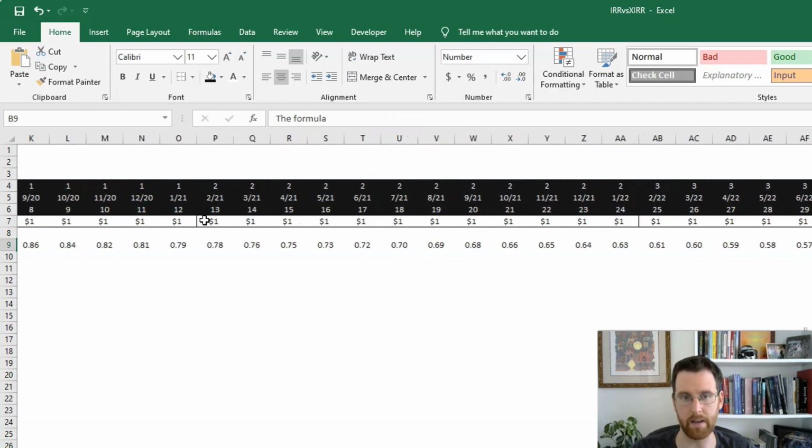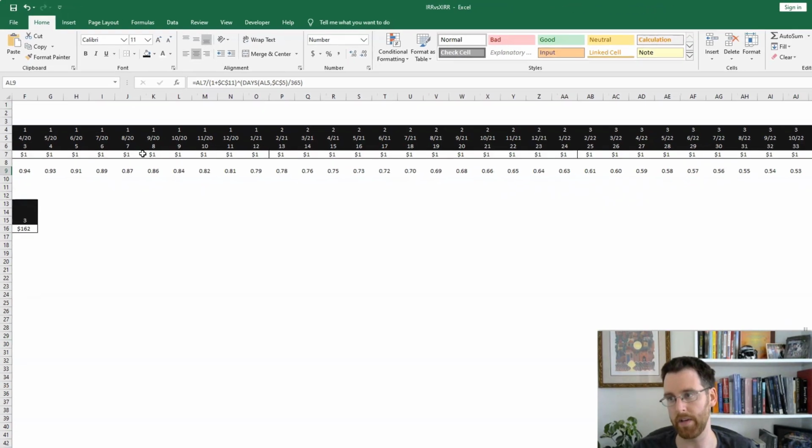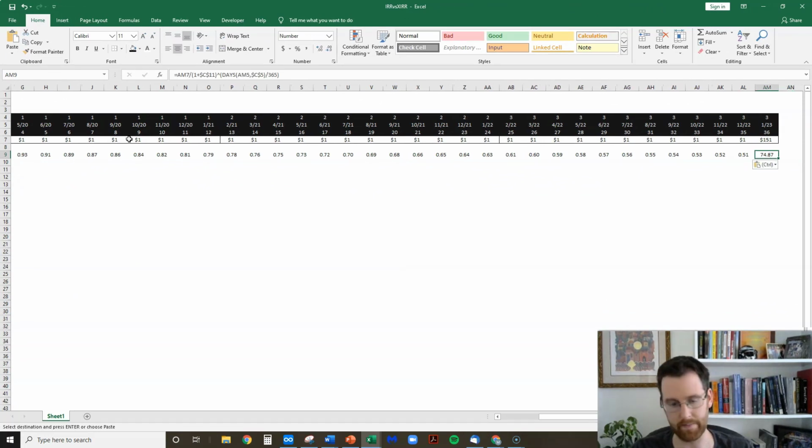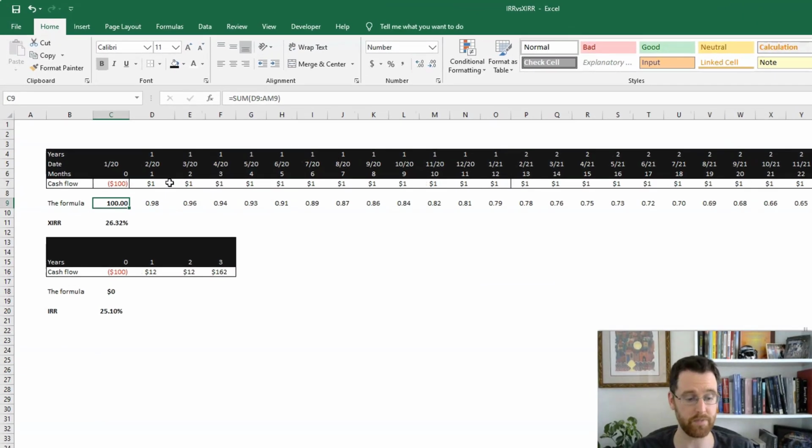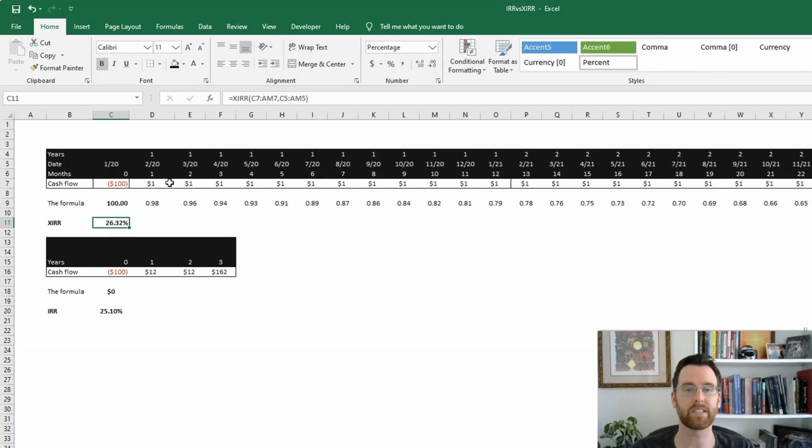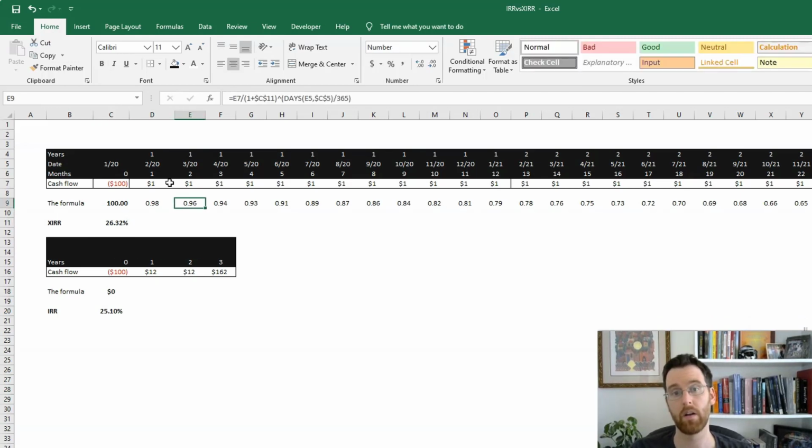And as you can see that it goes from 98 all the way down to 51, and then this 74.87 is the $150 reversion value plus the $1 cash flow. So you'll see if we add them up, that equals $100. So XIRR solved for a 26.32% IRR, and you'll see that that resulted in a present value of $100.